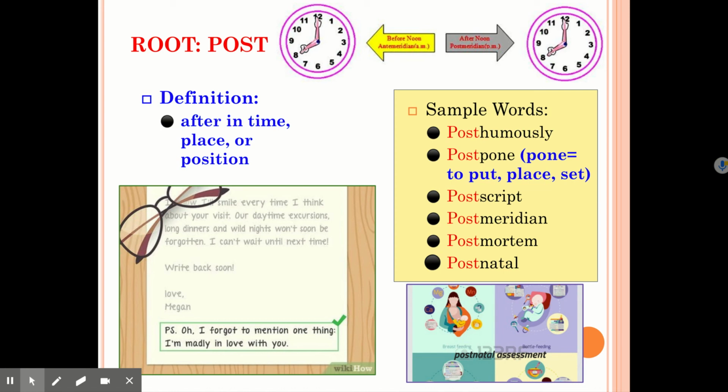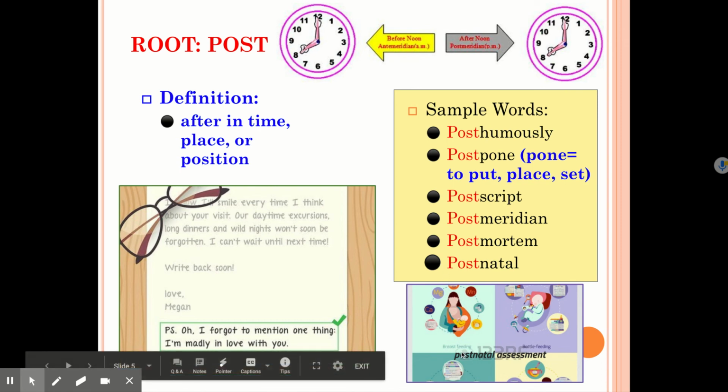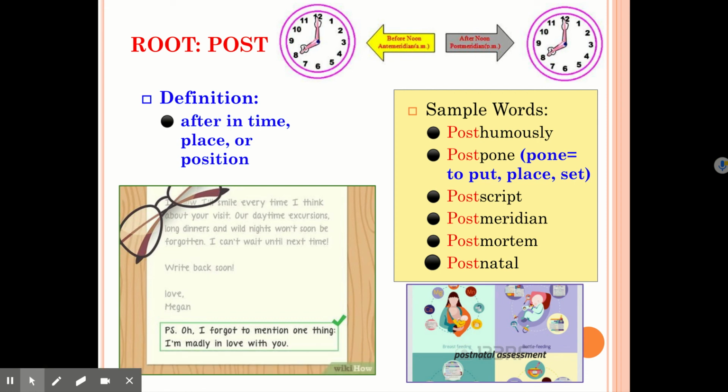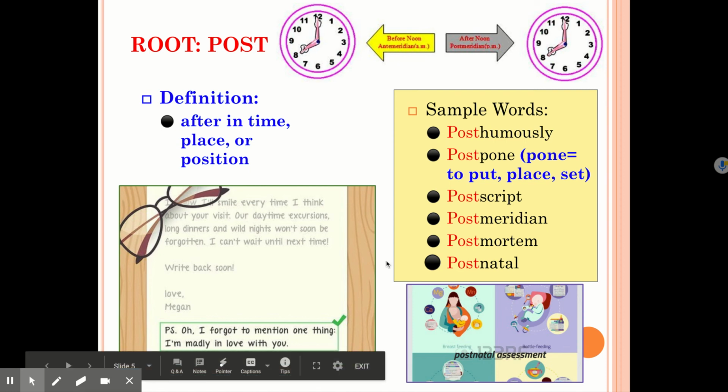Then post-mortem is occurring in the time following death. You might hear that word a lot if you like to watch crime show dramas, and they talk about examining a person's body and if something happened pre or post-mortem. And then finally, we have postnatal. It's relating to the time after a baby is born. So in this example here at the bottom, this would be something you'd find at the hospital after a mother gives birth, postnatal assessment of the mother and the baby. Okay, so post meaning after, and pone meaning to put, place, or set.